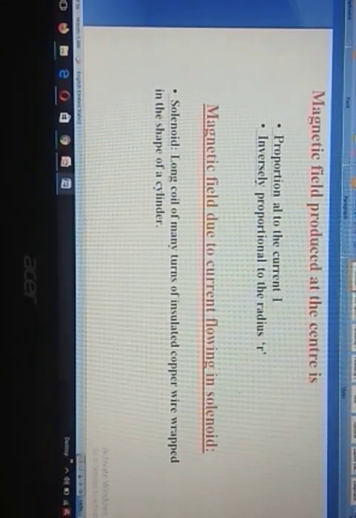Magnetic field due to the current flowing in a solenoid. A solenoid is a long coil of many turns of insulated copper wire wrapped in the shape of a cylinder. You have seen the spring, you have seen the wire in the heater, you have seen the coil of wire in the immersion rod, in the induction. You have seen that the spring type wire is there. That coiling of wire is known as a solenoid.